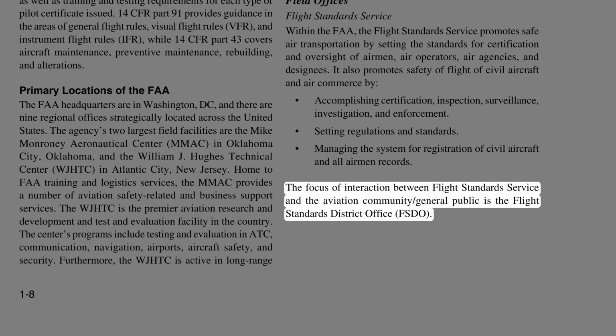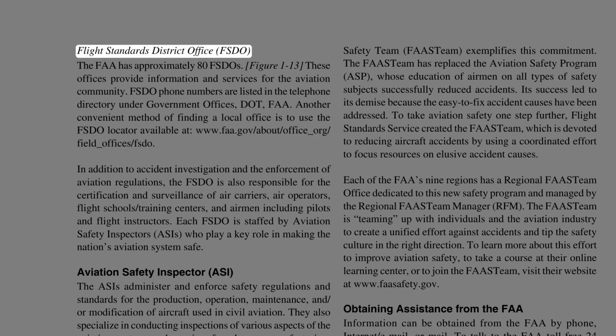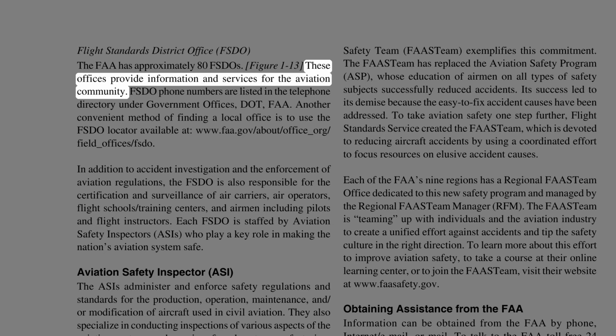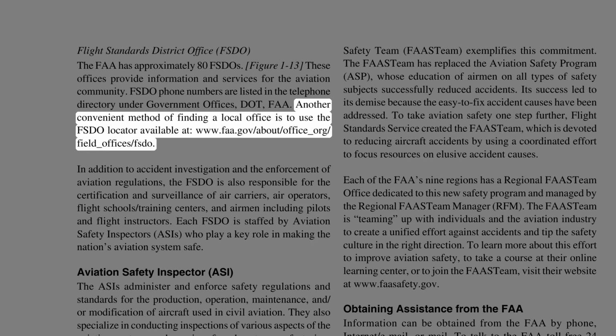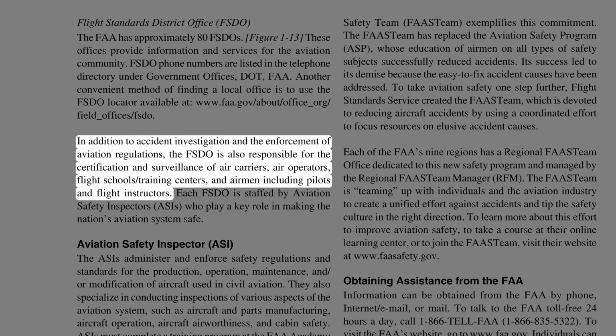The focus of interaction between Flight Standards Service and the aviation community and general public is the Flight Standards District Office (FSDO). The FAA has approximately 80 FSDOs. These offices provide information and services for the aviation community. FSDO phone numbers are listed in the telephone directory under Government Offices, FAA. Another convenient method of finding a local office is to use the FSDO locator available at www.faa.gov/about/office_org/field_offices.